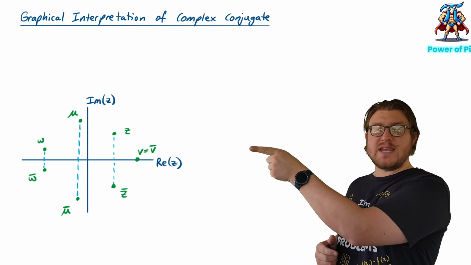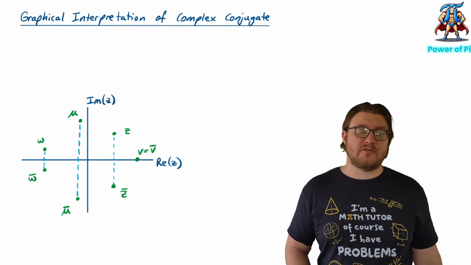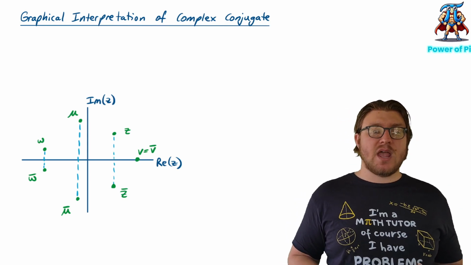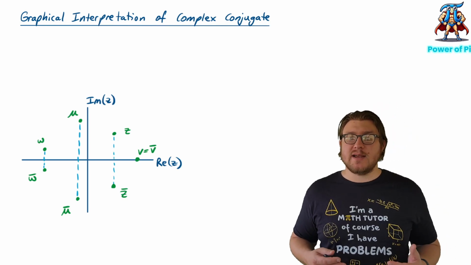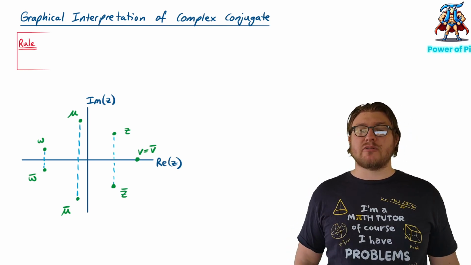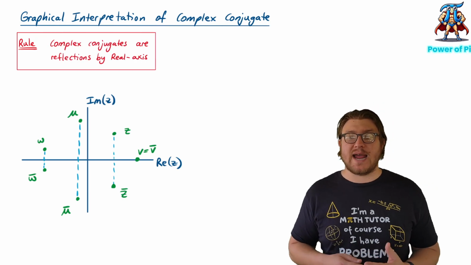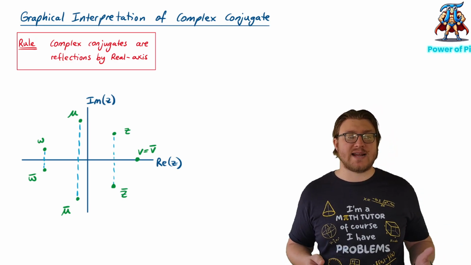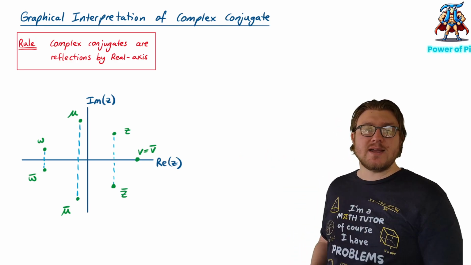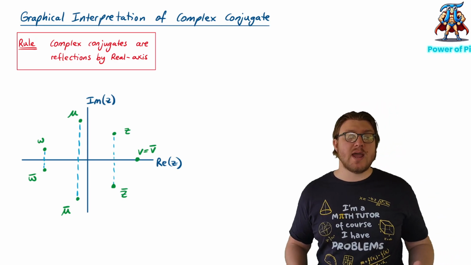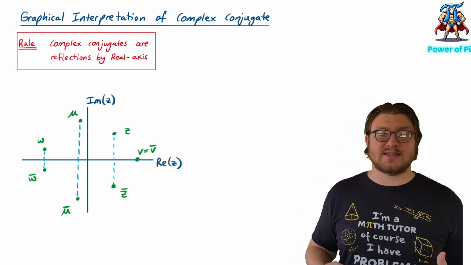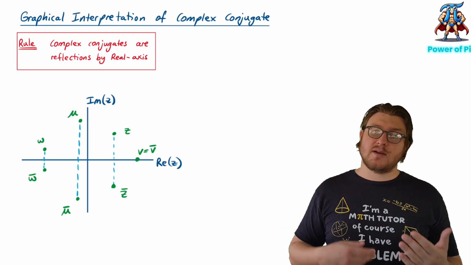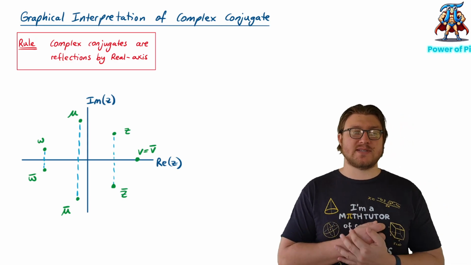I've also got v is equal to v bar, so the conjugate of v is the same as v itself. Well, here what can we see? We can see that this is just a reflection by the real axis. So the complex conjugate is a reflection by the real axis. And this is why v is the same as its own conjugate, because it lies on the real axis. The imaginary part is 0, so if we negate it, it's still going to be 0.